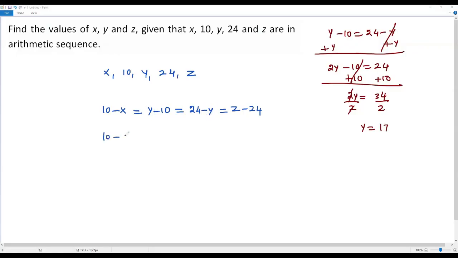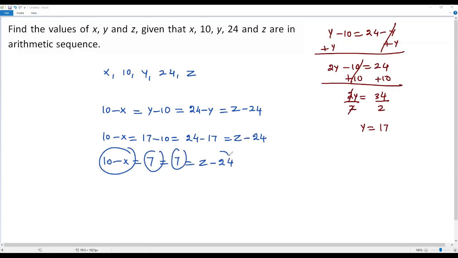Then I'm getting 10 minus x equals 17 minus 10 equals 24 minus 17 equals z minus 24. 10 minus x equals 17 minus 10, which is 7, and 24 minus 17 is 7, equals z minus 24. Here all these four quantities are equal. Since all of them are equal to each other, we can equate any of these four. Let me equate the first one and the second one so that I can get the value of x. Let me do this separately. Then I'm getting 10 minus x equals 7.